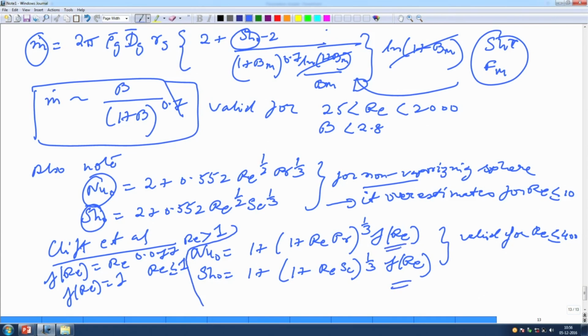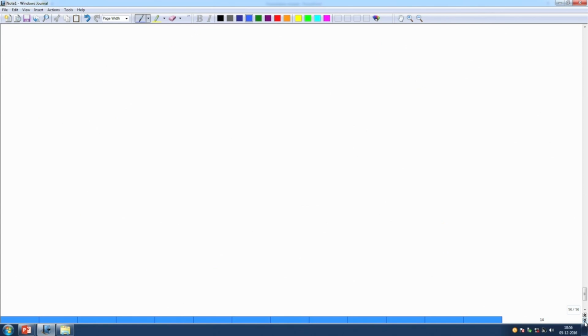All these are very empirical, but I want you to get a feel that the mass evaporation rate is a function of the heat and mass transfer numbers, and the normal non-vaporizing Sherwood number and the Nusselt number is given by that particular expression. Now, we once again revisit the liquid phase analysis. Now that we have done this, the liquid phase analysis becomes whatever we did earlier.